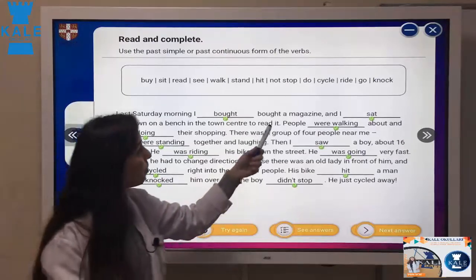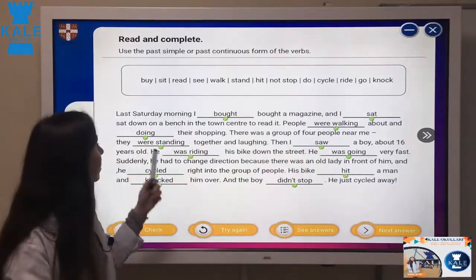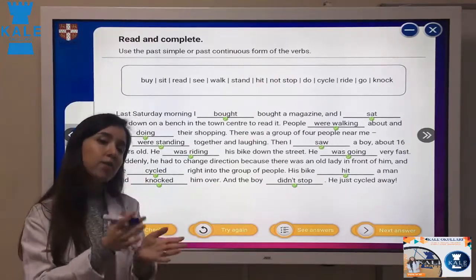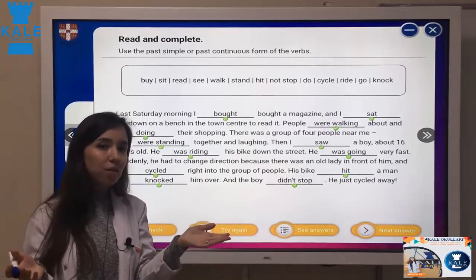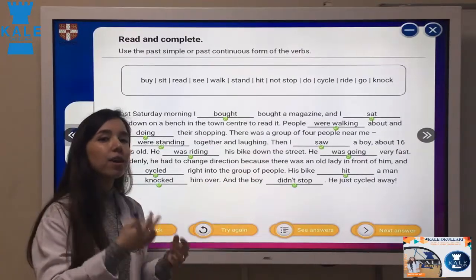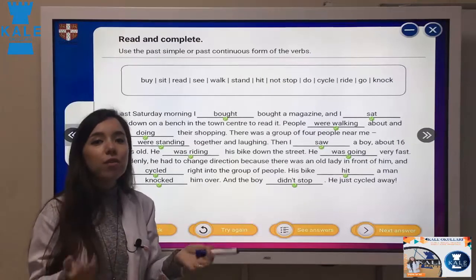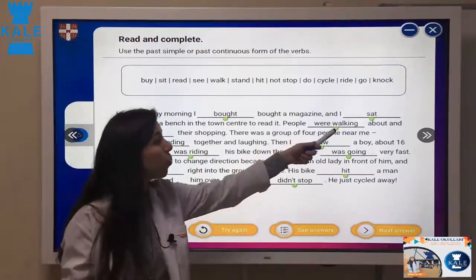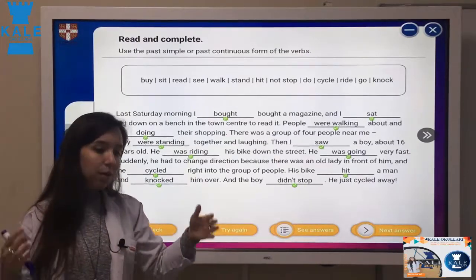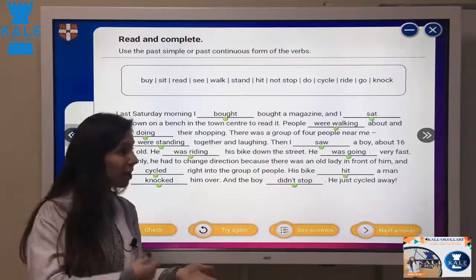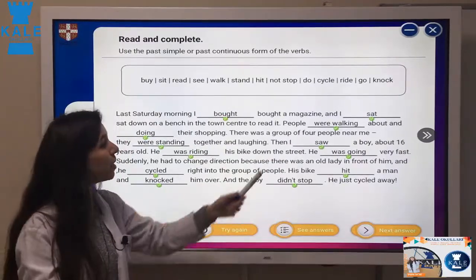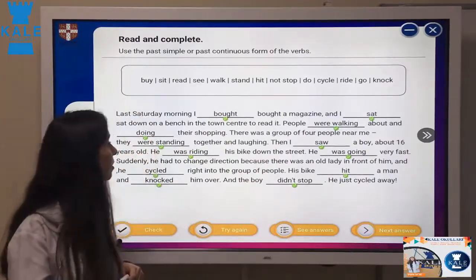Then what happened? People were walking about and doing their shopping. We went shopping. Yes, we bought something. But in the shopping center, what happened? It is a long period of time. For example, I was there for 2 hours. Then I was looking, what were people doing? People were walking about and doing their shopping. At the time, during the 2 hours that I was there, all the time people were walking, going, coming, buying something. Because of that, here we use past continuous.